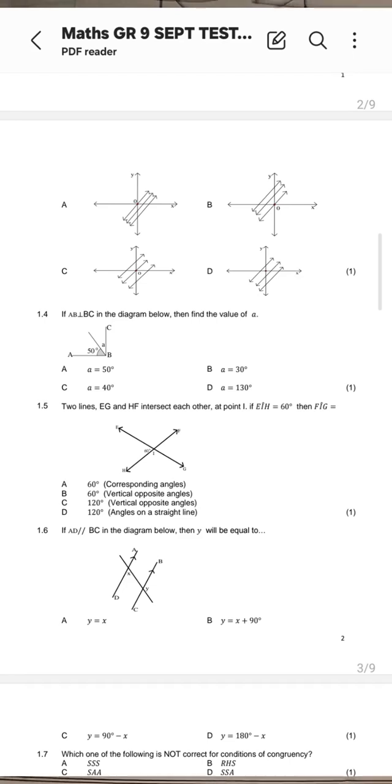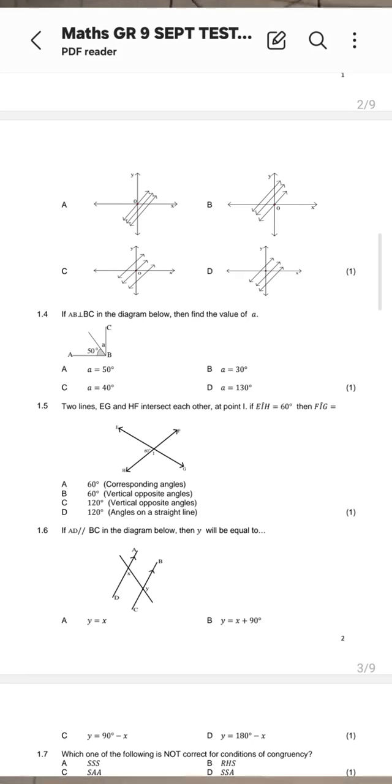Is it 50? No. Is B the right option? Is A equal to 30? No, because 50 plus 30 does not give us 90. Even for A, 50 plus 50 does not give us 90. Is C the correct option? 50 plus 40, does that give us 90? Yes, it does. And then D, A is equal to 130, D is absolutely horrendously wrong.